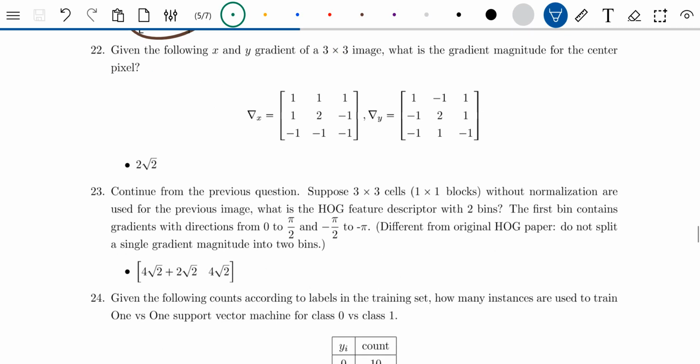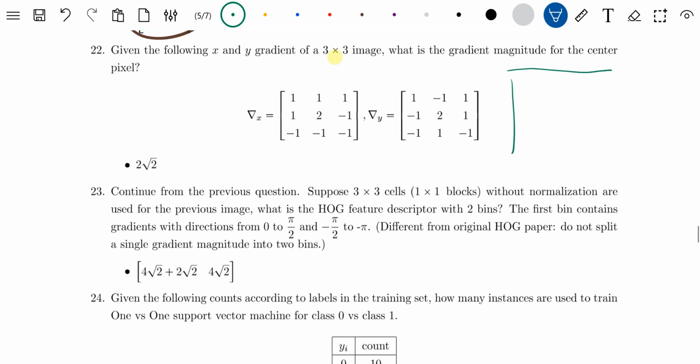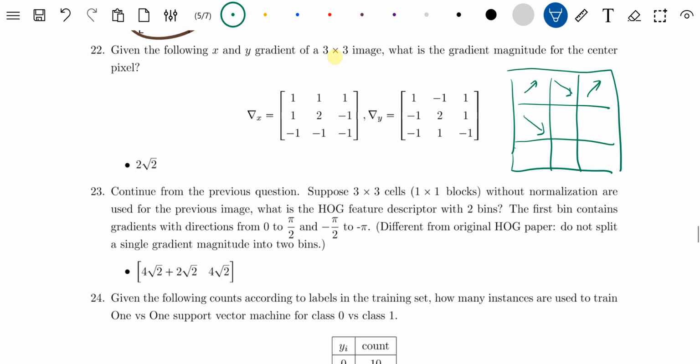Okay, so here we are trying to find the HOG feature descriptor. So we should draw these gradients. 1, 1 is going that direction. 1, minus 1 is going that direction. 1, 1 is going that direction. 1, minus 1 is going that direction. 2, 2 is just a very long one going that direction. And minus 1, 1 going this way. Minus 1, minus 1 that way. Minus 1, 1 this way. And minus 1, minus 1 that way.